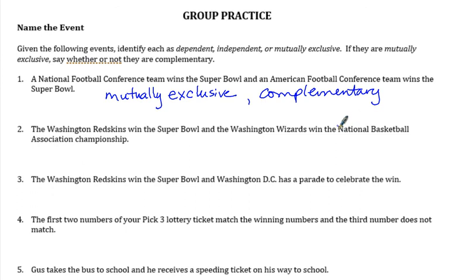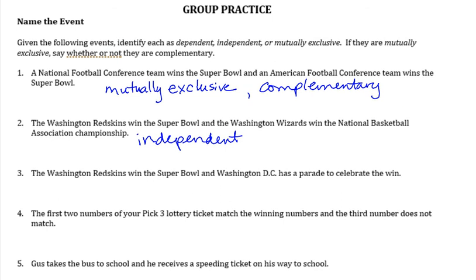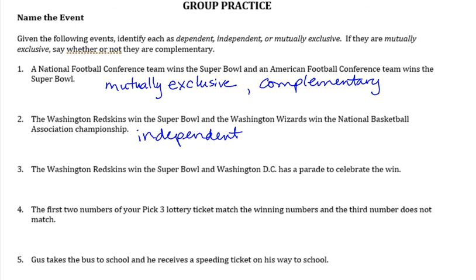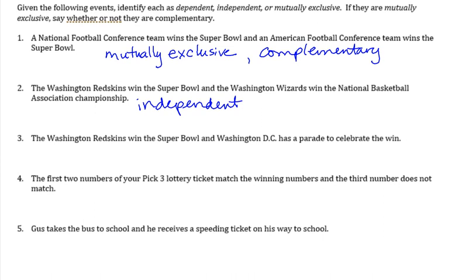The Redskins win the Super Bowl and the Washington Wizards win the NBA championship. Are those dependent, independent, or mutually exclusive? They have nothing to do with each other, right? So those are completely independent events. Unless it's the same person paying for the teams, right? Those are completely independent. It has nothing to do with each other. So those are independent events.